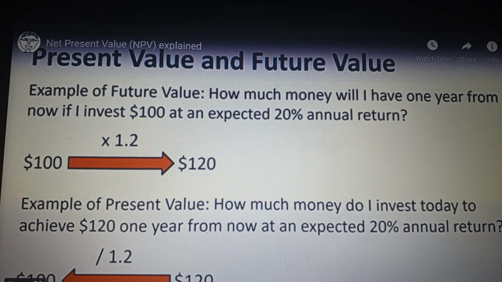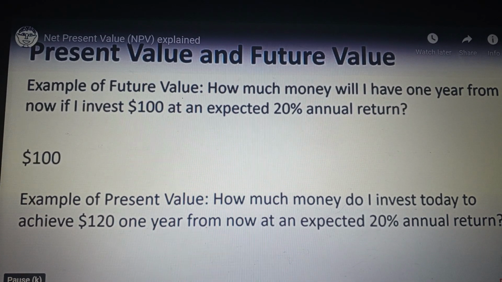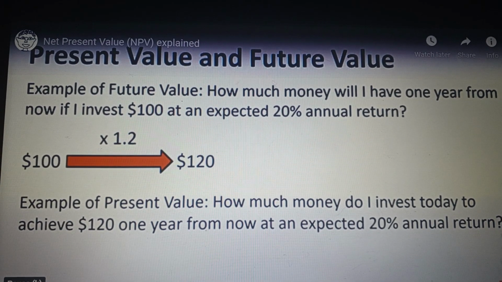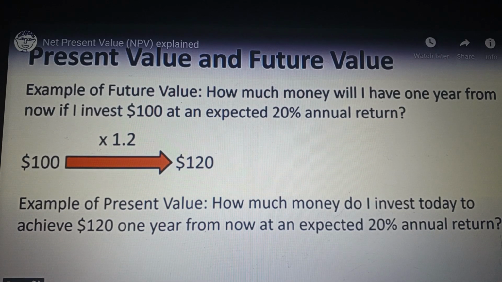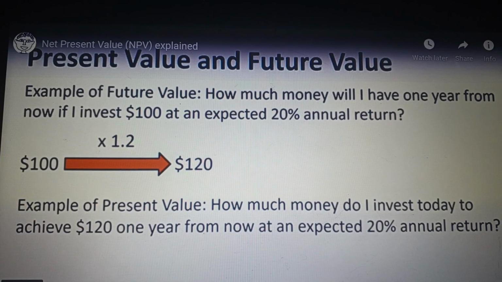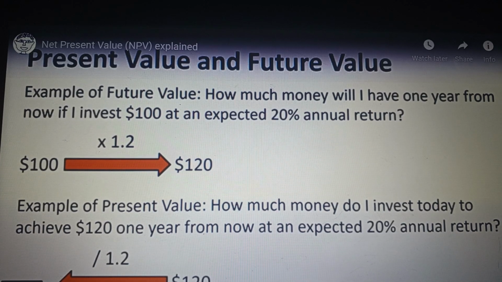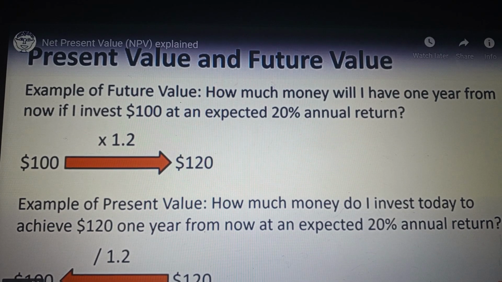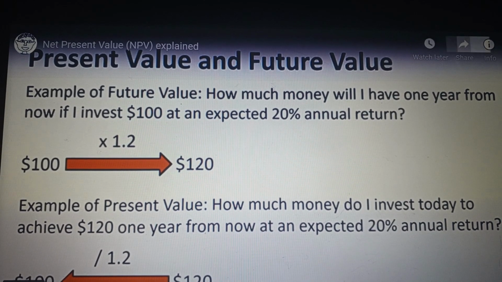So to get to the future value, you move from left to right. Take a present value and multiply it by 1 plus the rate of return. To get to the present value, you go from right to left. Take a future value and divide it by 1 plus the rate of return.